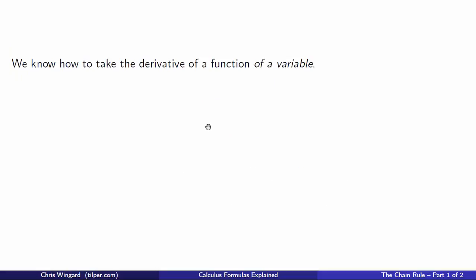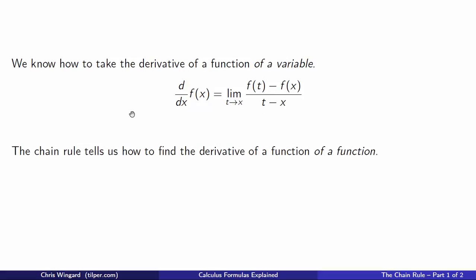So we know how to take the derivative of a function of a variable. That's just d/dx of f of x equals this limit definition here, and this is the alternate definition of the derivative, where instead of taking a limit as h or delta x goes to 0, we take a limit as t goes to x, and we have this here. That's the alternate definition.